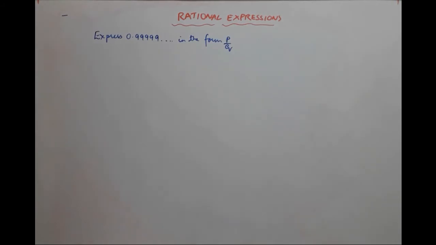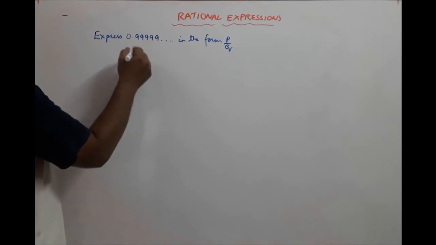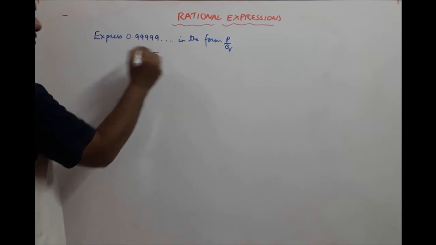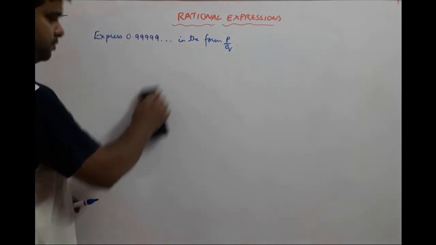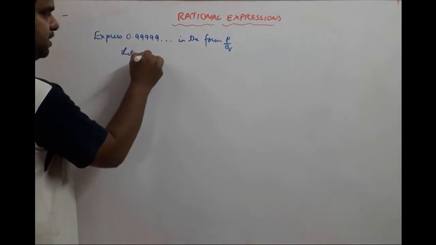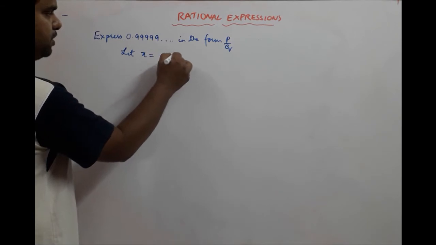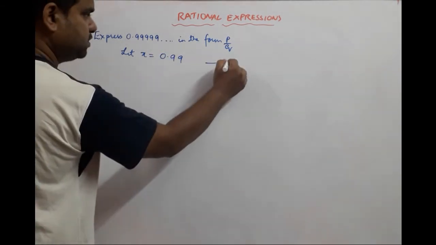Our next question says, express 0.99999 continue in the form P upon Q. If 0.999 is as good as 0.9 bar, so let us continue with our assumption. Let x equal to 0.99. We mark this as 1.